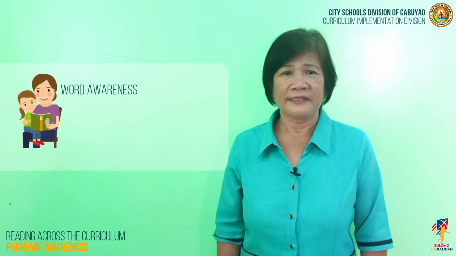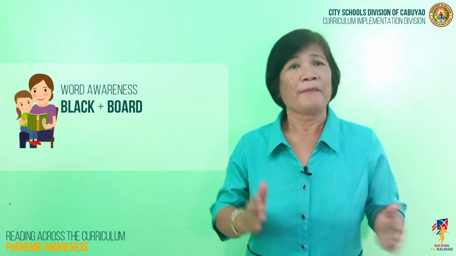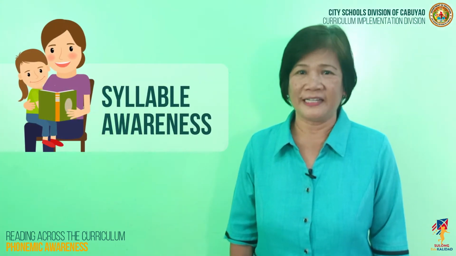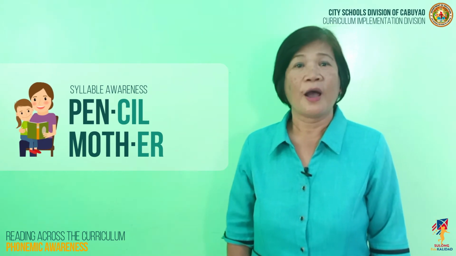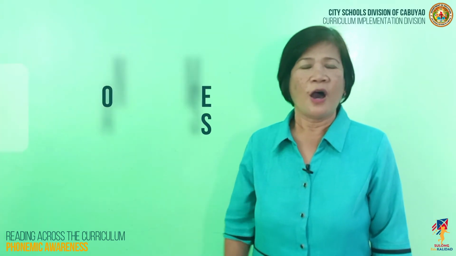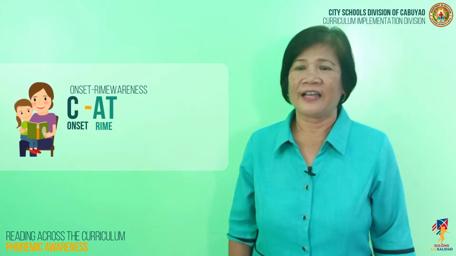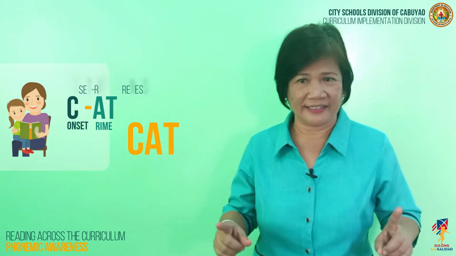For example, black, board. When we combine black plus board, we form blackboard. Syllable awareness. Example, pen, sil, two syllables. Mother, two syllables. Onset rhyme awareness: onset, k; rhyme, at. When we combine k, at, the word is cat.